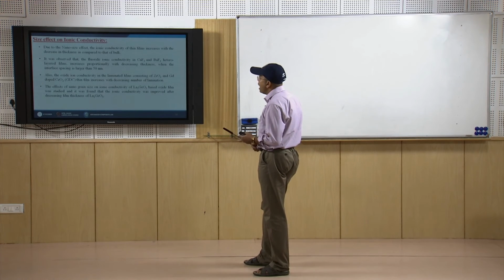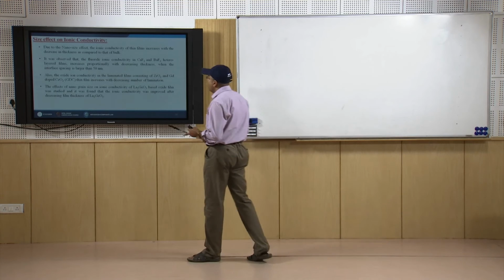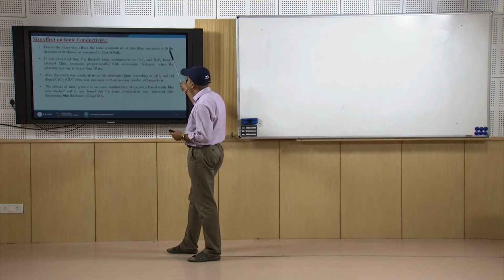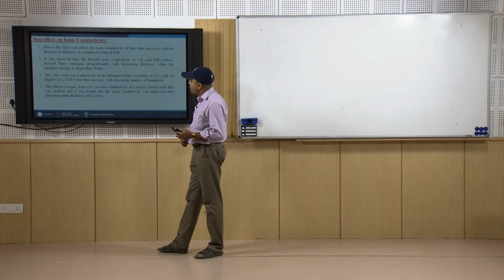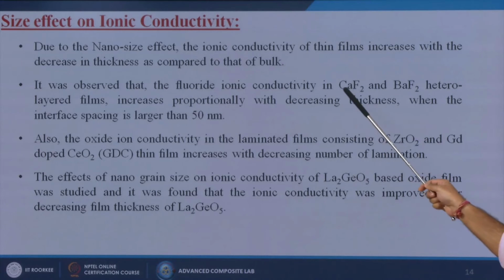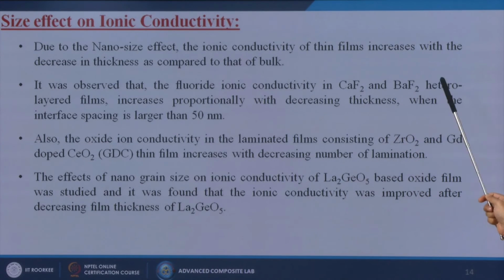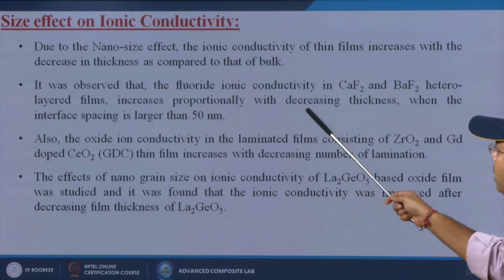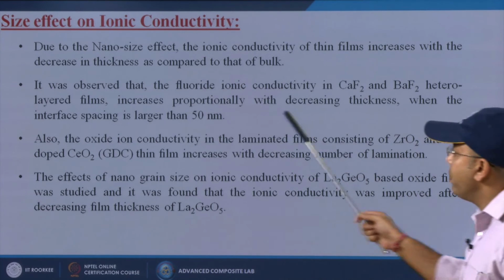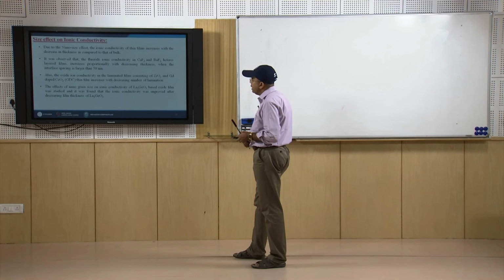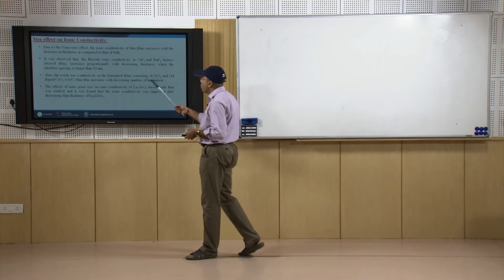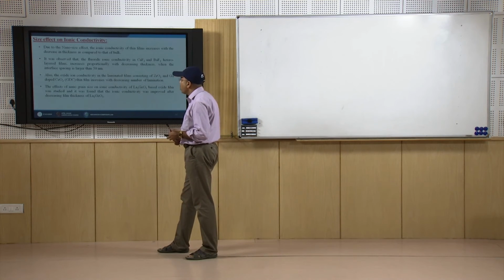Then, size effect on ionic conductivity. Due to the nano size effect, the ionic conductivity of thin films increases with the decrease in thickness as compared to that of bulk. It was observed that the fluoride ionic conductivity in calcium fluoride and barium fluoride heterolayered films increases proportionally with decreasing thickness when the interface spacing is larger than 50 nanometer. Also, the oxide ion conductivity in the laminated films consisting of zirconia and gadolinium doped CeO2 (ceria) thin film increases with decreasing number of laminations.